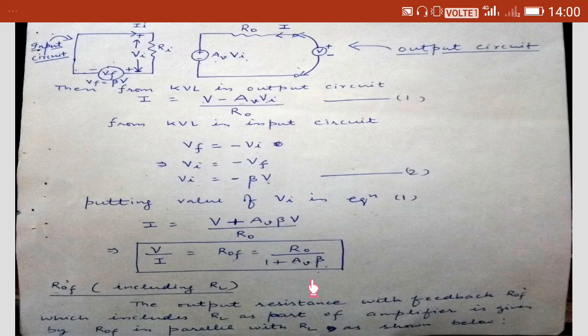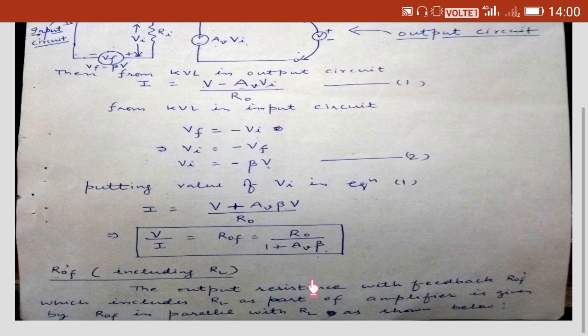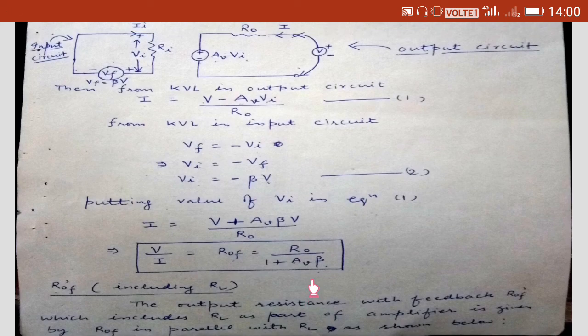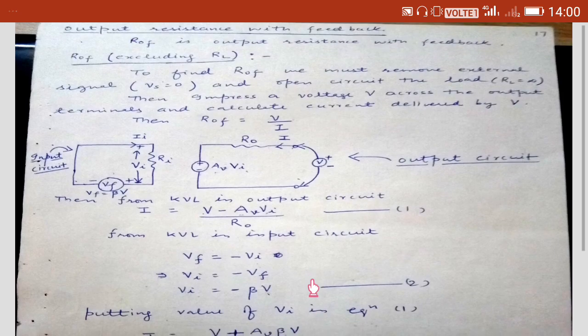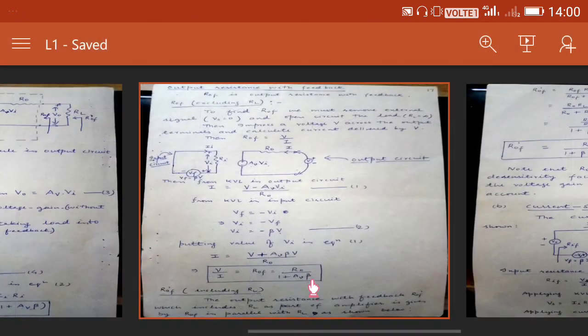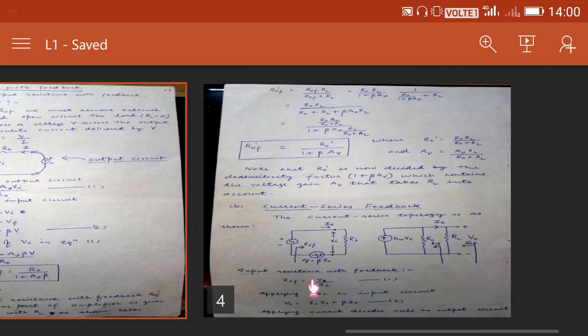Okay, now we have to find out one more quantity, which is ROF dash, meaning output resistance with feedback including load. How can we find this? Let's go to our next slide.